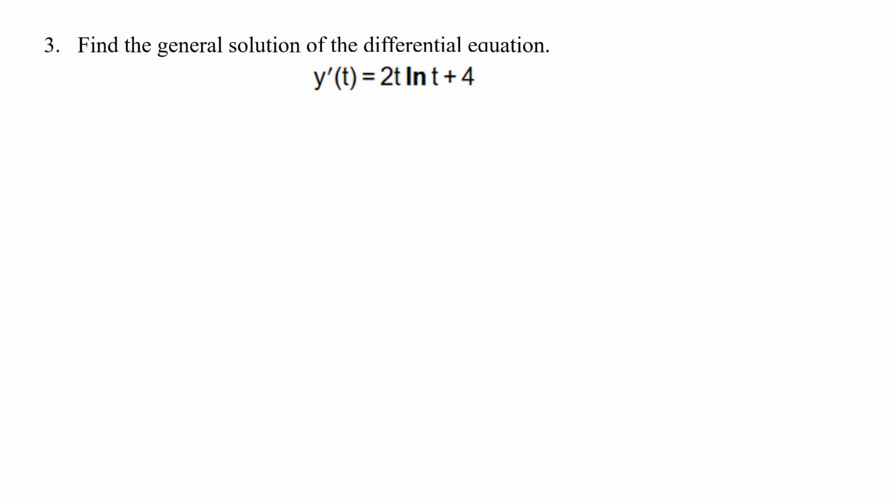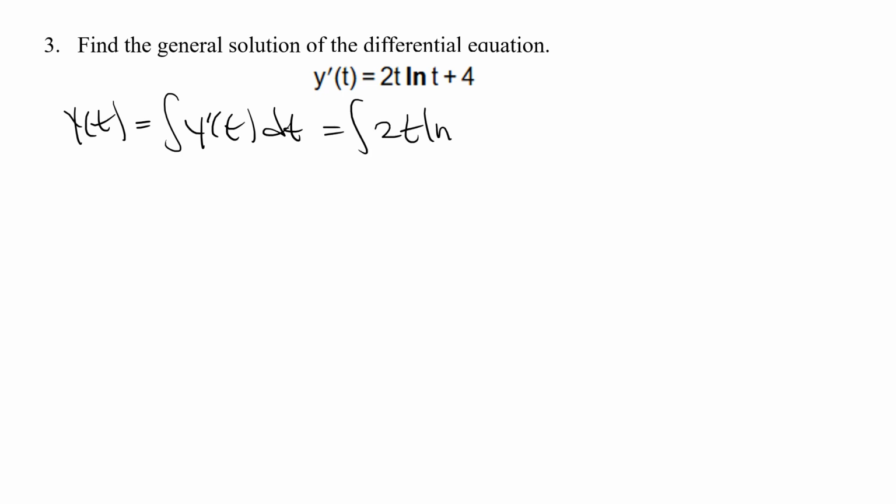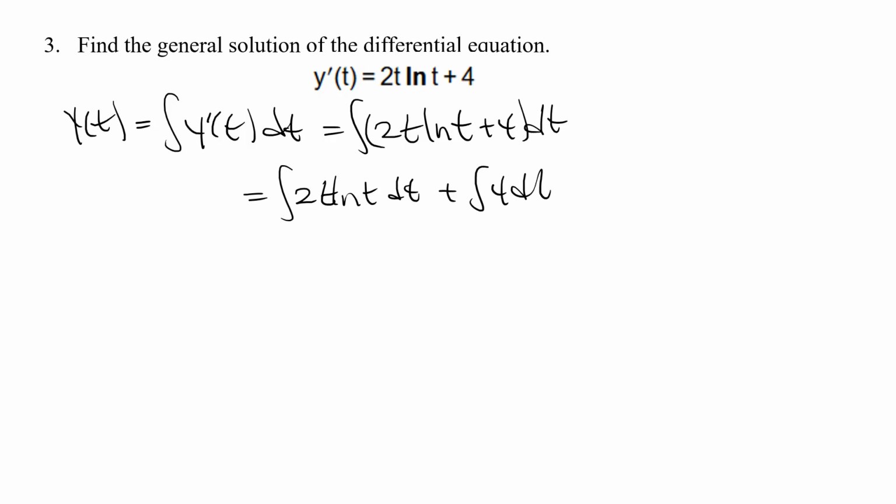What if we have this as our differential equation and we want to find the general solution that satisfies it? Again, to find y of t, we find the integral of the derivative. So we find the integral of 2t ln of t plus 4. If you want, you can split this up into two integrals: the integral of 2t ln of t dt, plus the integral of 4.